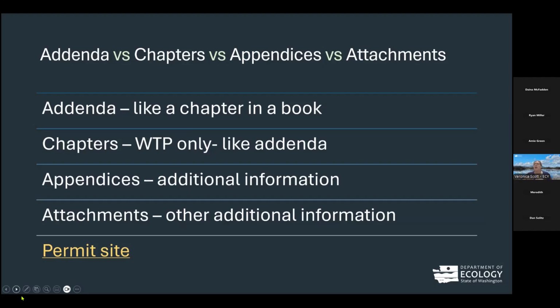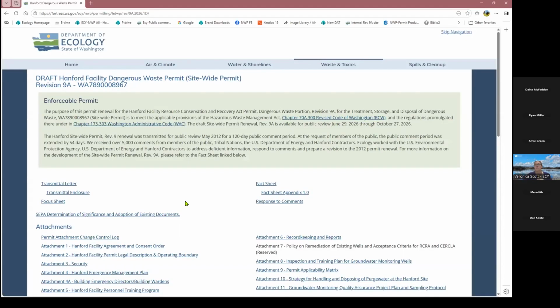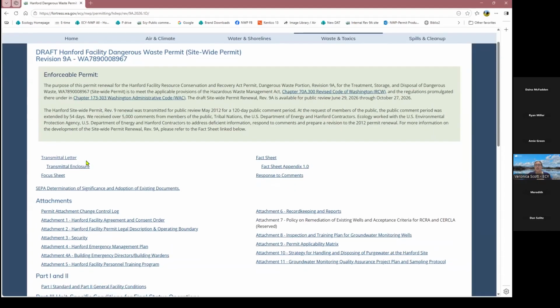So I think at this time we're going to switch over to our permit site to give you an idea of what all this structure looks like when you're going to the website to actually review those documents. So here we can see, like I mentioned, our transmittal letter, we have our fact sheet, our response to comments, and we have a link to our SEPA determination.